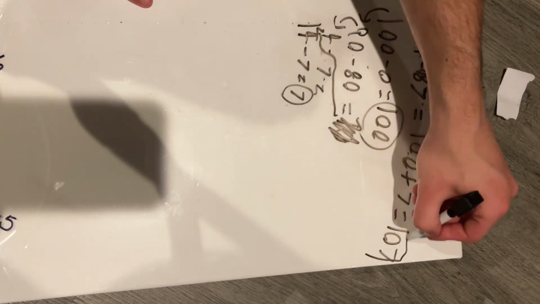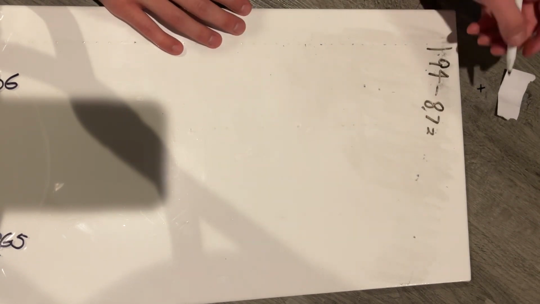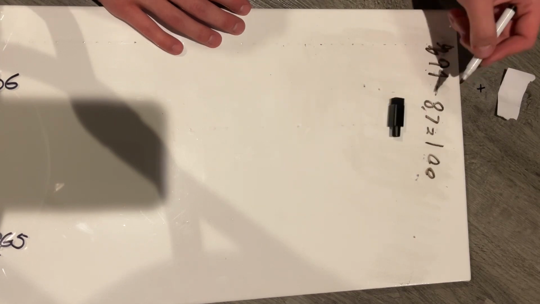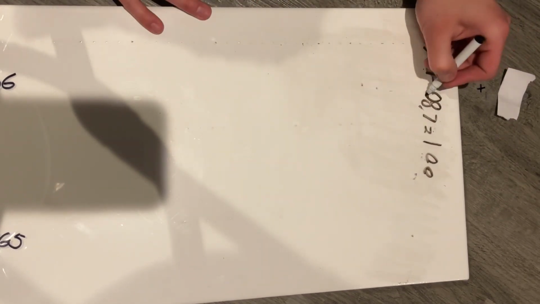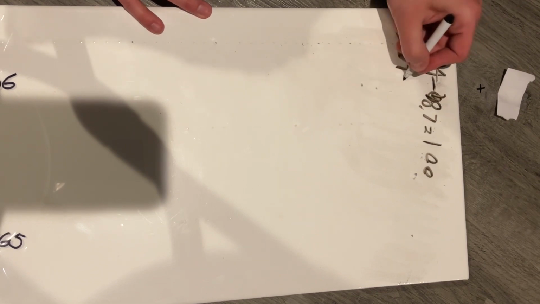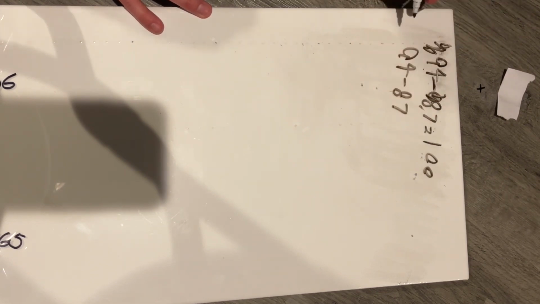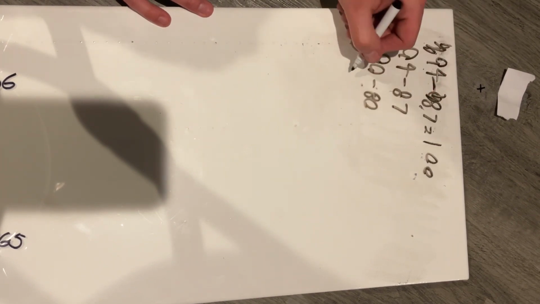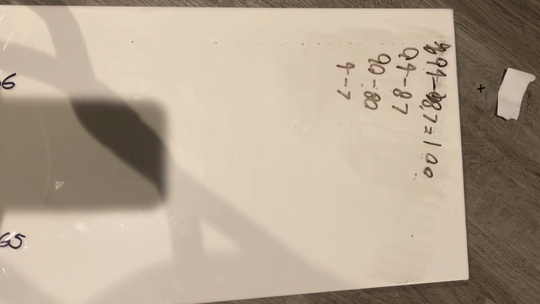Now a method I would approach this with a little more experience in math is very similar to the symbolic approach. So our 100 can go over there already because there's nothing to counter it. And then we have 94 minus 87. I would chunk this once again. 90 minus 80 and 4 minus 7.